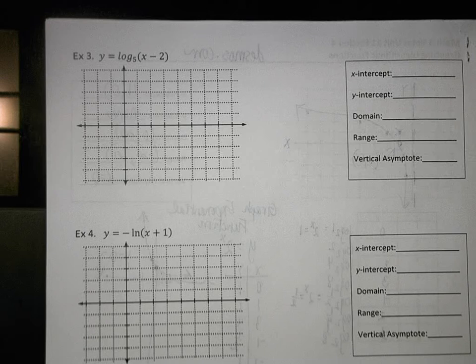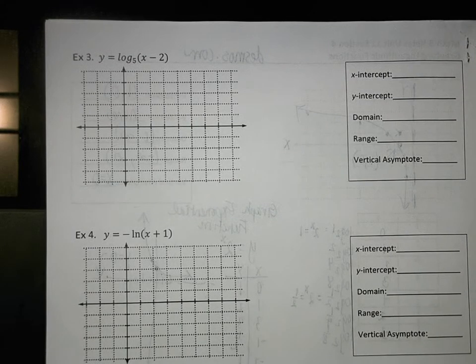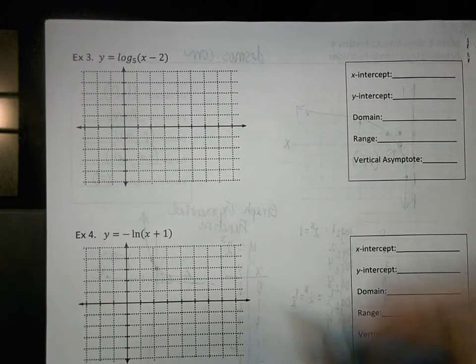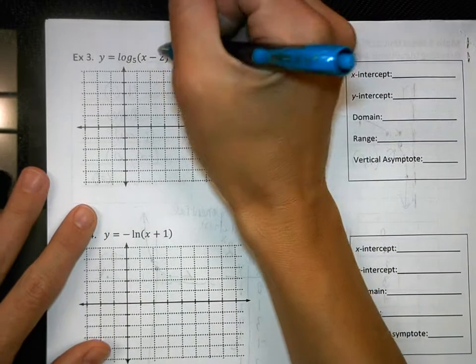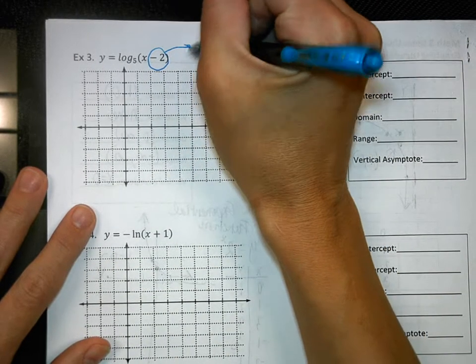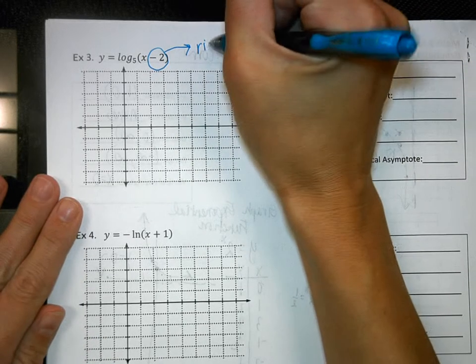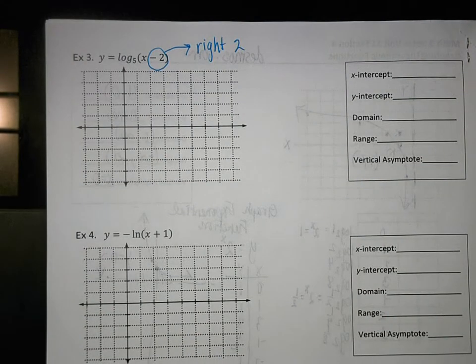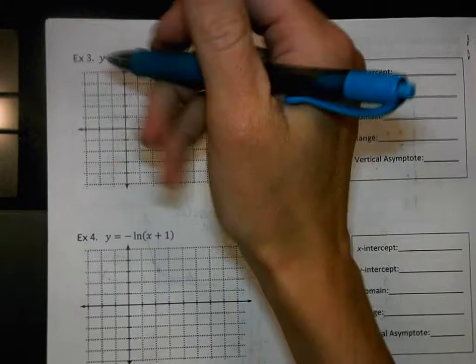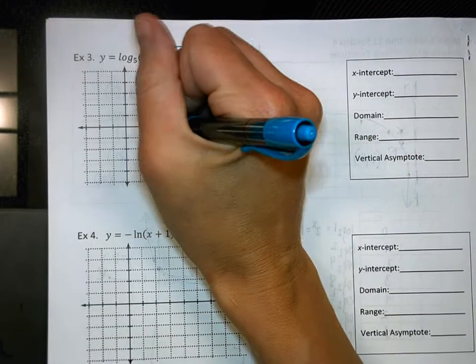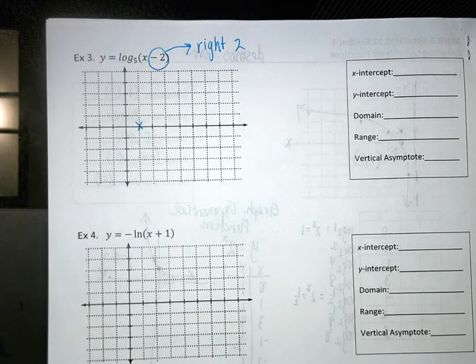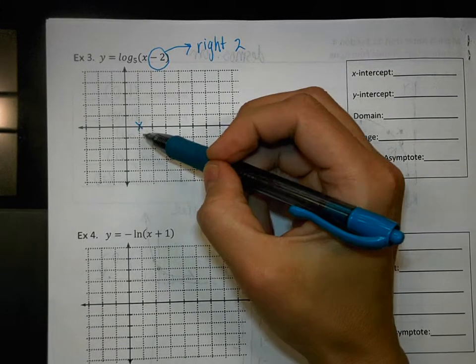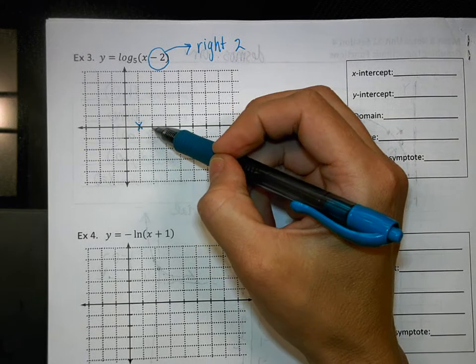What's going to happen on example 3? Okay, so it's going to translate, right? Which way is this going to translate? Right 2, very good. So remember that when it's in parentheses, it's going right and left, and it's always the opposite because we'd set x minus 2 equal to 0, and we know that it ends up translating right 2. So if we go here to the point that is originally on all the functions, which is at 1, 0, we are now going to go right how many? 2, right 2. 1, 2.